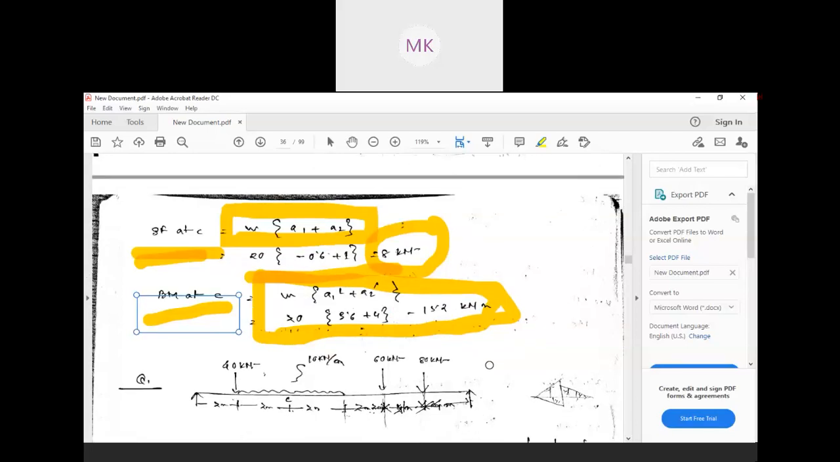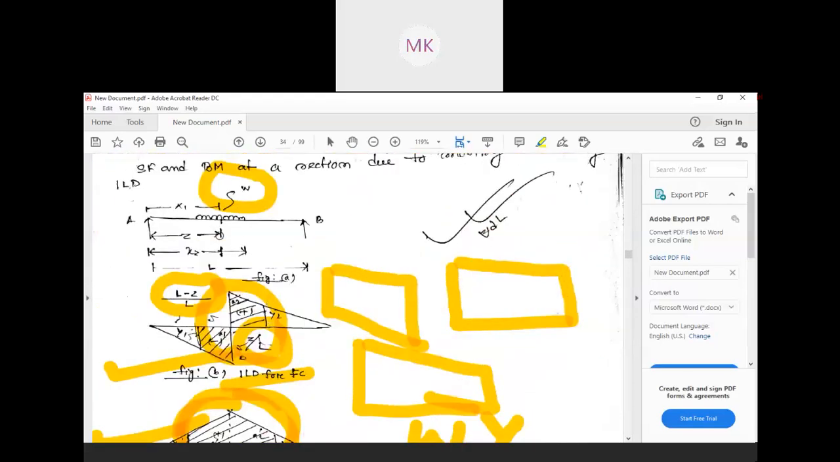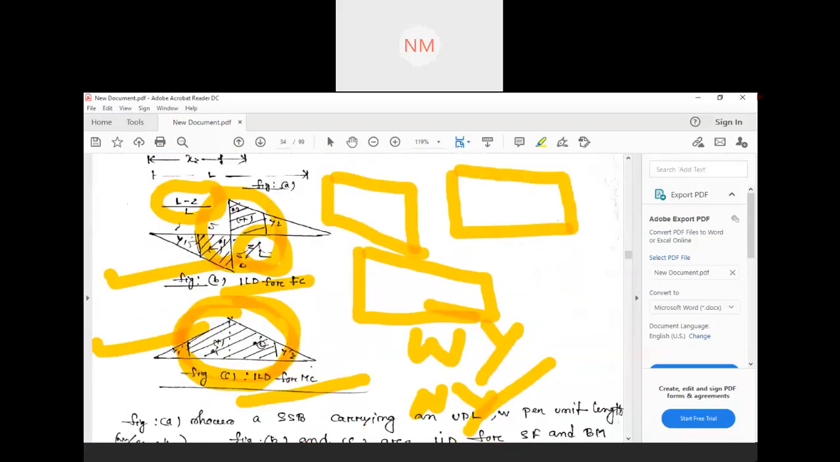Hello, sir. Can you show the bending moment diagram for this load? Can you show the ILD for this question, the bending moment? Yes. See, ILD and shear force diagram will be like this only. This is the basic diagram. This is the bending moment diagram.